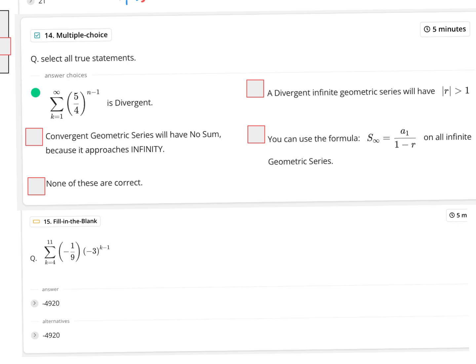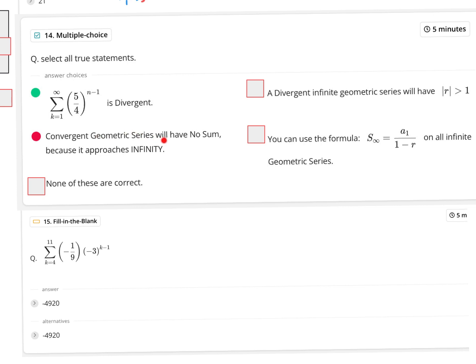Anyway, how about this next one? Convergent geometric series will have no sum. That's false. It does not approach infinity. If you have a convergent geometric series, that means that the r is less than 1. That would mean that it converges to a certain asymptote value, which will be an actual answer. So this is false. Absolutely false.